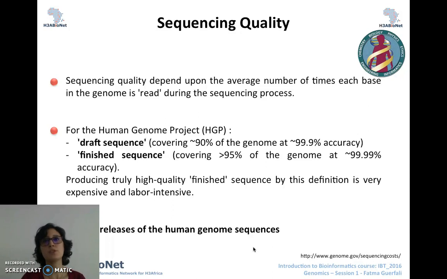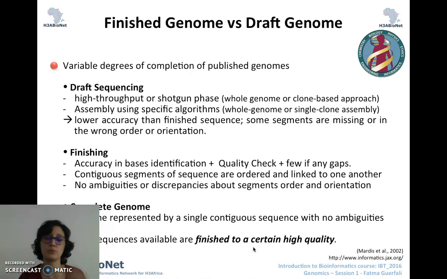In fact, most human genome sequences that are produced today are draft sequences that are sometimes above and sometimes below the accuracy that is defined here. And this might explain why you can find several releases of a genome in the databases. And what I'm saying here is for the human genome, but also for any kind of genome that you would want to access. So there are variable degrees of completion of published genomes.